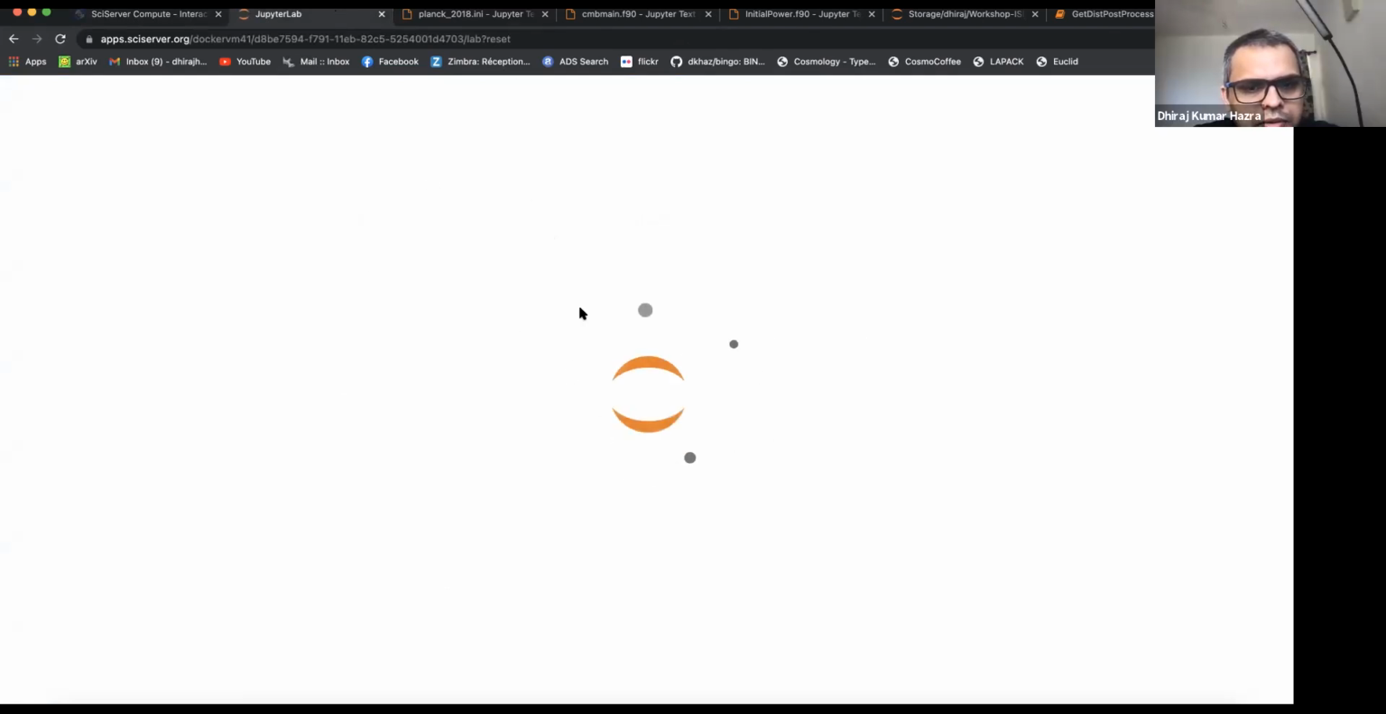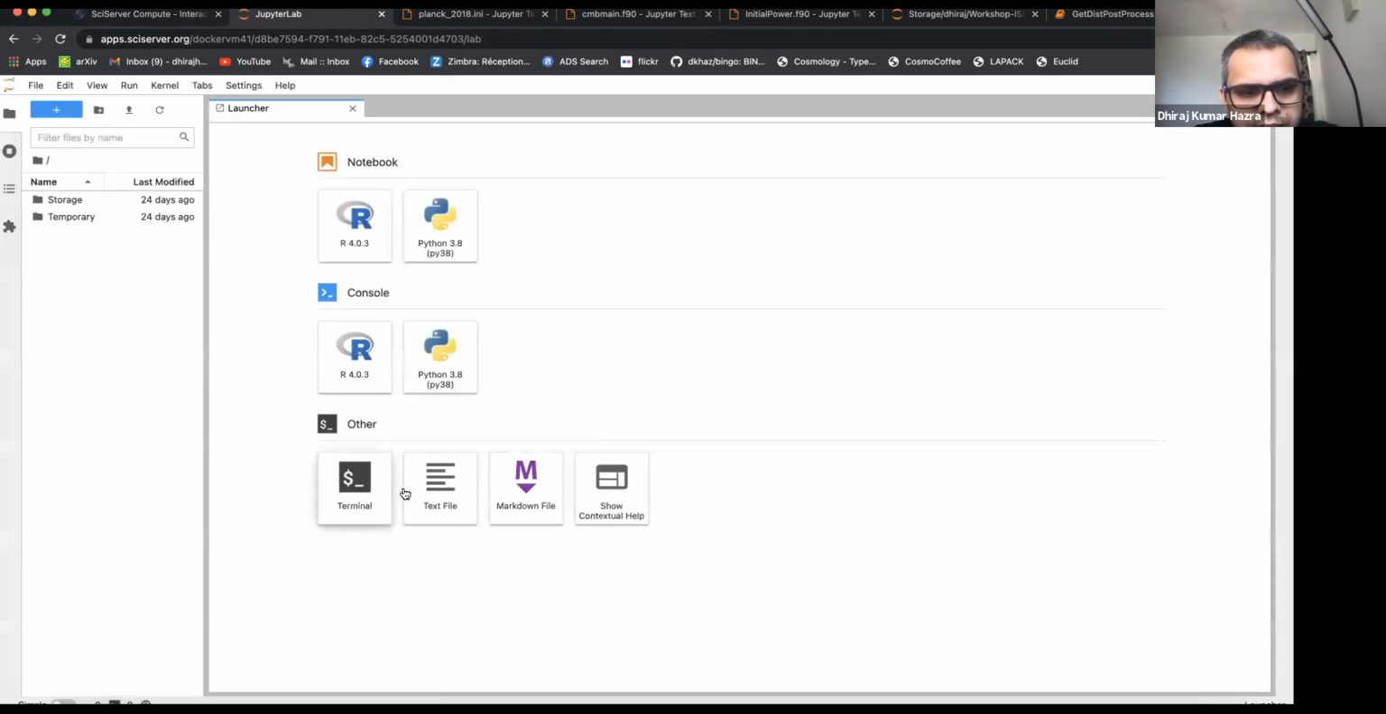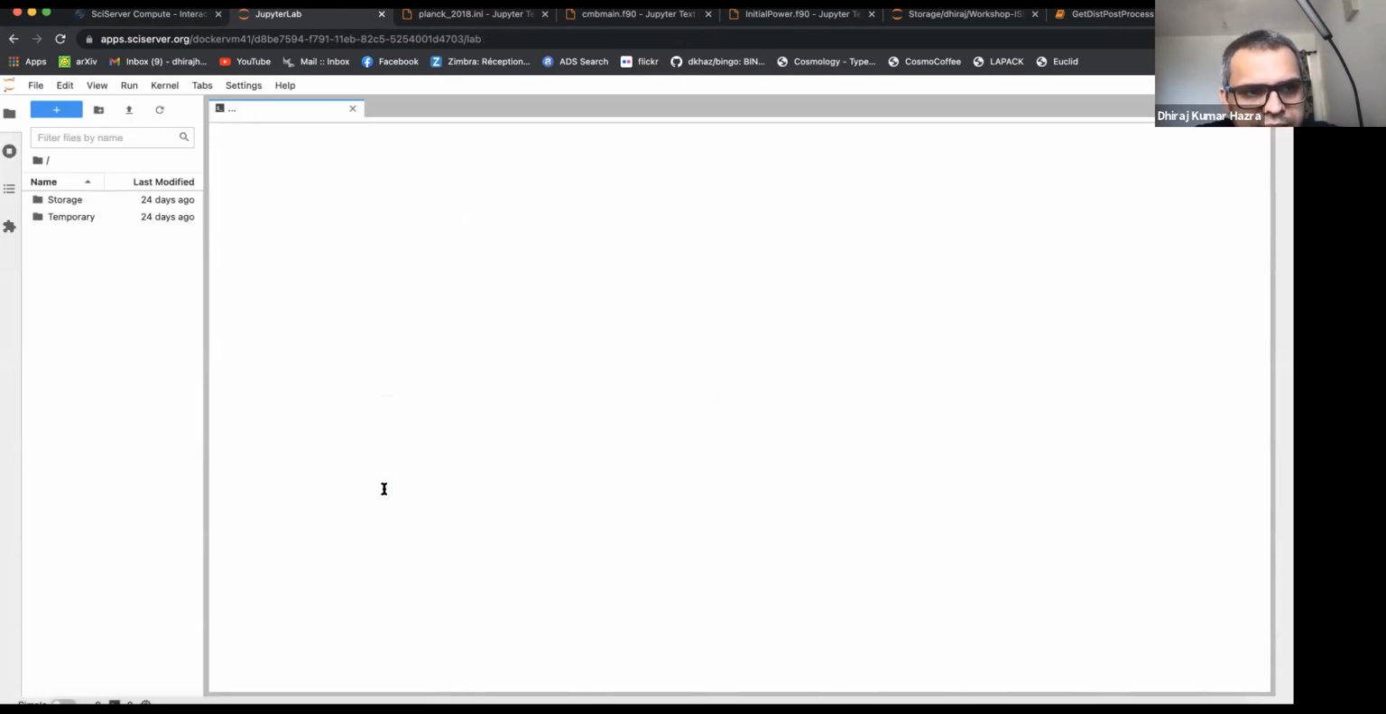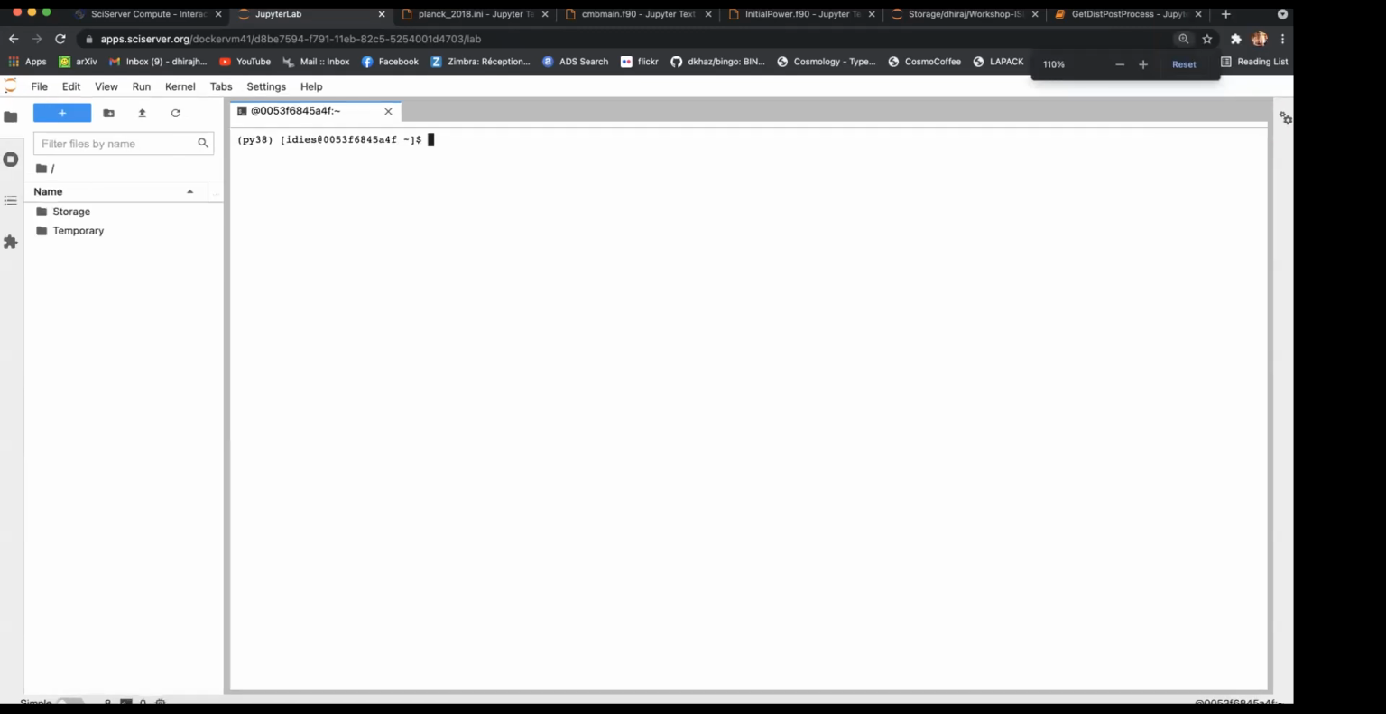Yeah. Now, if you open this Jupyter Lab, then you go to terminal and you locate where you have copied the directory. You change to that directory. See, you are able to see that, right? I am in the terminal. Okay.